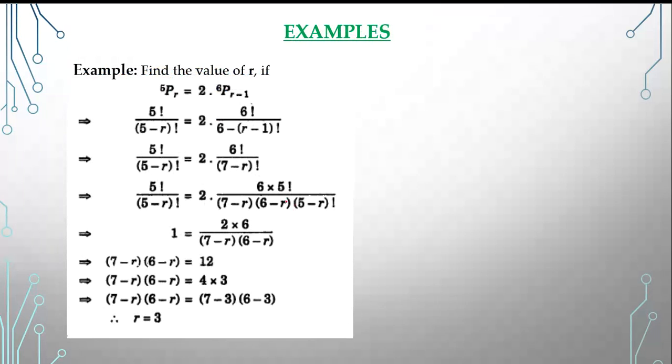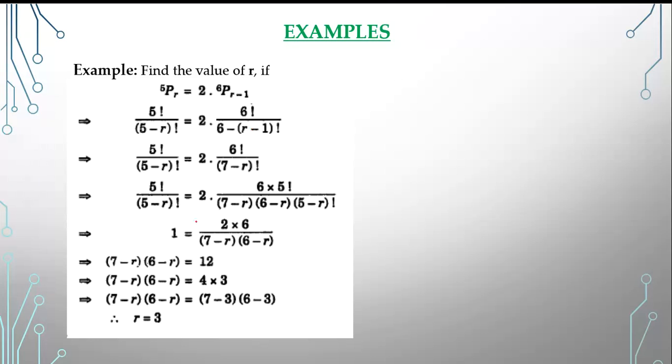Now find the value of r. Suppose you have this type of question, where you have to find the value of r, given that 5Pr is equal to 2 multiplied by 6P(r minus 1). So you have to expand by the formula. What is the formula for nPr? That is n factorial upon (n minus r) factorial. So this is 5 factorial upon (5 minus r) factorial, equal to 2 multiplied by 6 factorial upon (6 minus (r minus 1)) factorial.